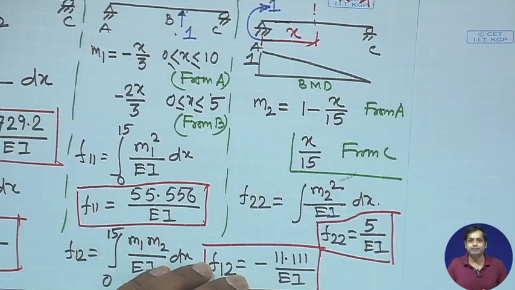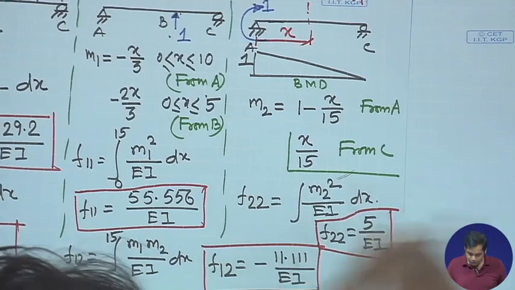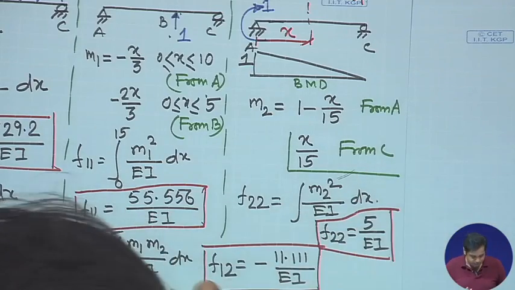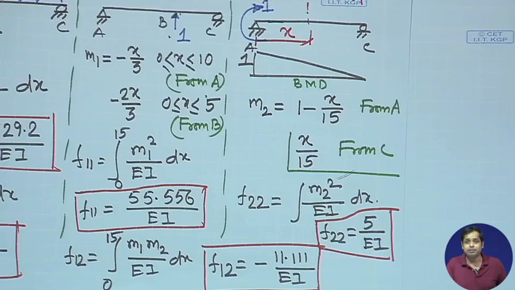5 by EI. Okay, you can check it. Okay. So, we have almost all the information available. We know the displacement in the primary structure, also we know the flexibility coefficients. Next step is to apply the compatibility condition.